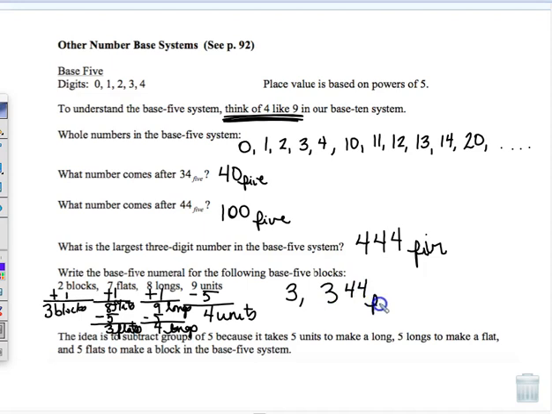3,344 base 5. At the bottom I have the idea is to subtract groups of 5 because it takes 5 units to make a long, 5 longs to make a flat, and 5 flats to make a block in the base 5 number system.